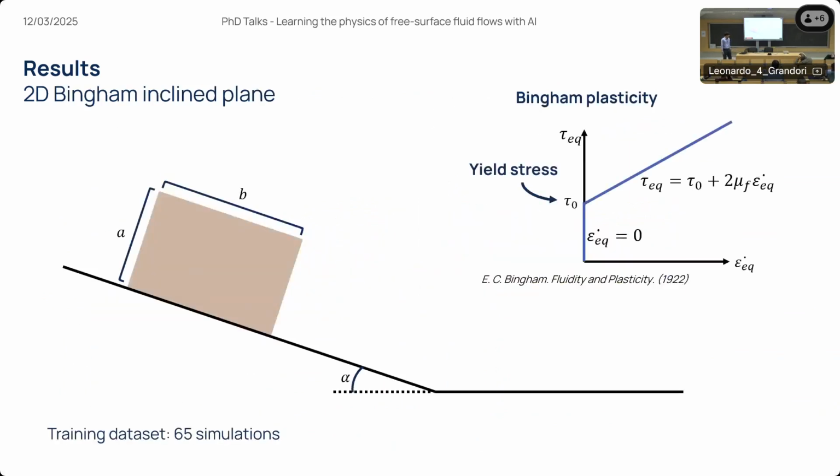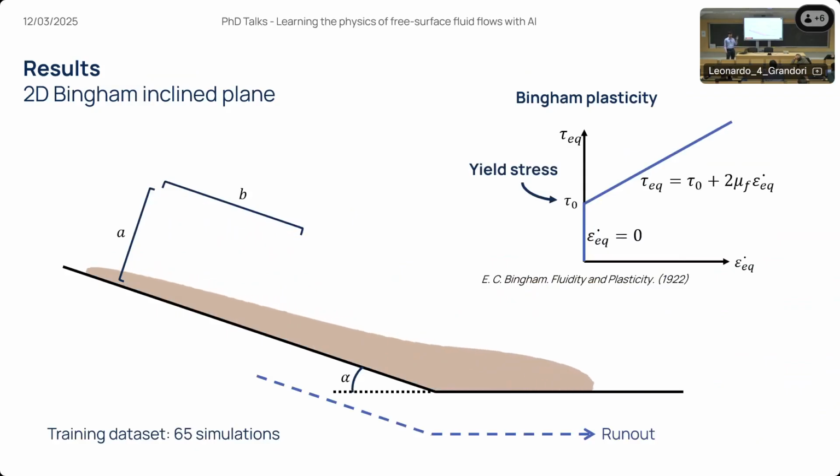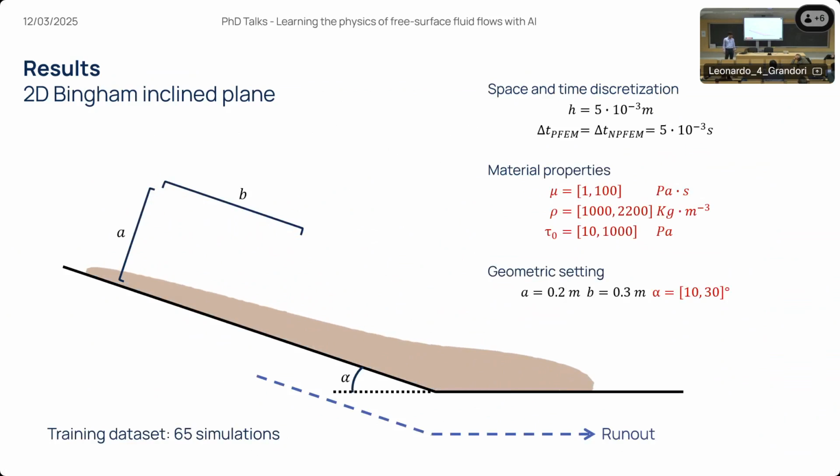quite accurately. This is another example with a more complex fluid. This is a Bingham fluid that acts as a solid up to a certain level of stress, and then starts to flow like a fluid. And this is the kind of problem that we consider. It's like a landslide, a simplified landslide.